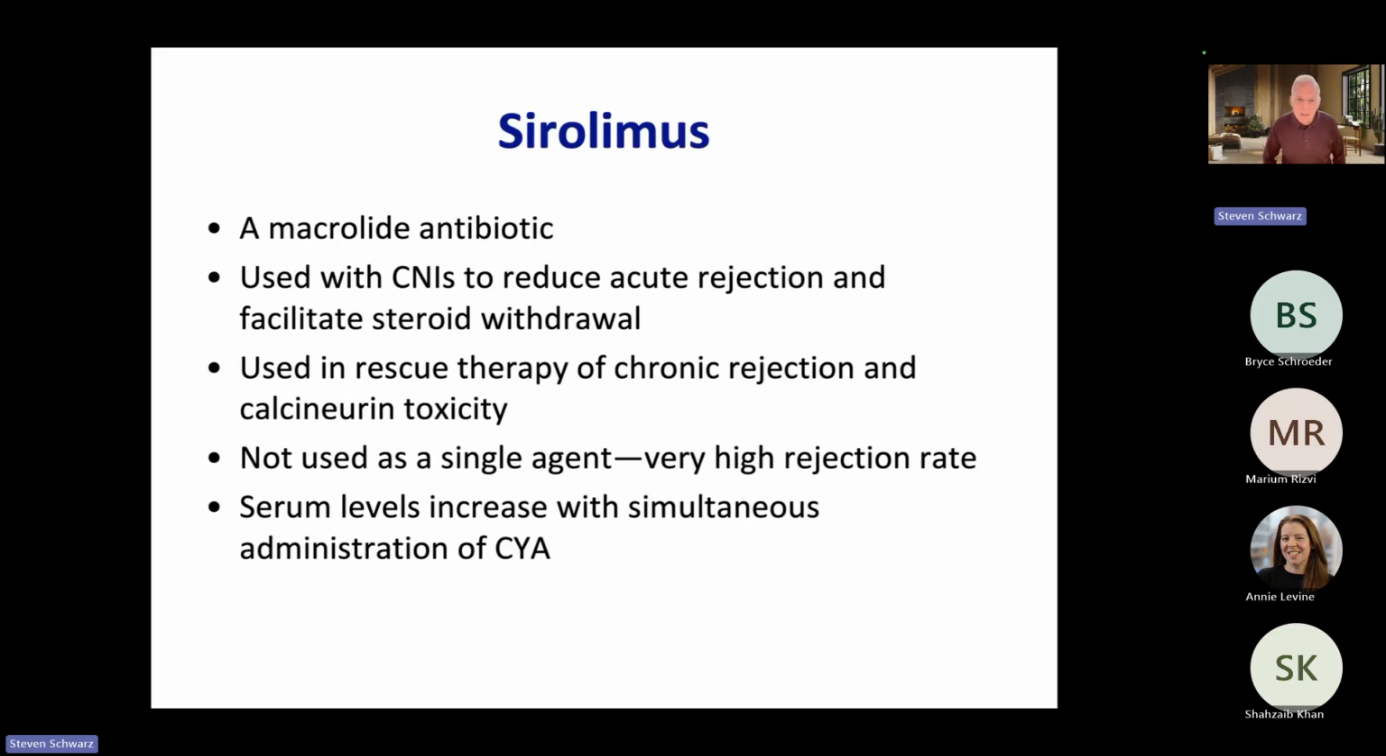Sirolimus is a macrolide antibiotic. It's used generally in conjunction with tacrolimus to reduce acute rejection and facilitate steroid withdrawal. It's also used in rescue therapy of chronic rejection and in patients with calcineurin toxicity. Remember, this works by inhibiting the mammalian target of rapamycin. The mTOR is responsible for a pro-proliferative effect. And again, sirolimus levels will increase with simultaneous administration of cyclosporin A.